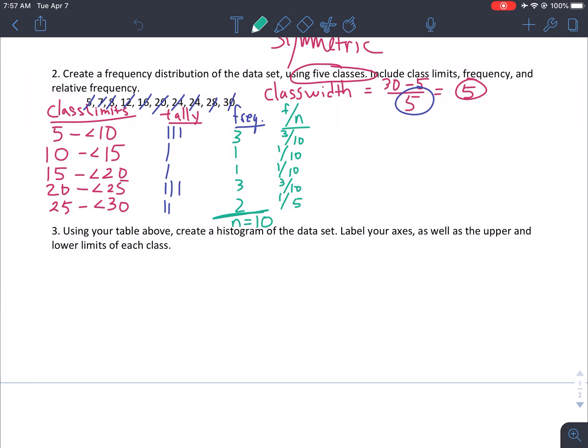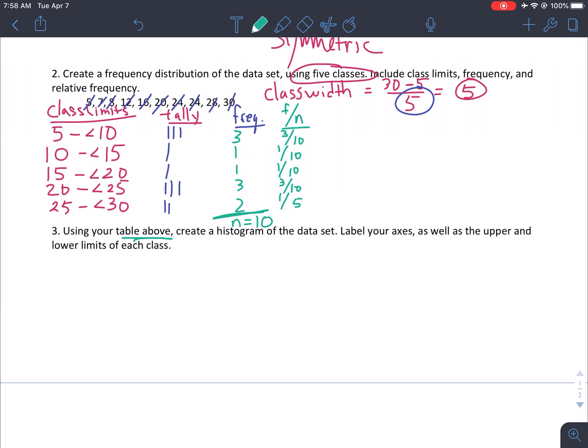With number 2, we made a frequency distribution, which is basically a table with class limits, tally, frequency, and relative frequency. And in number 3, we're going to use that table, that frequency distribution above, and make a histogram. So when I take a look at the frequency distribution, the table, the highest frequency is 3.